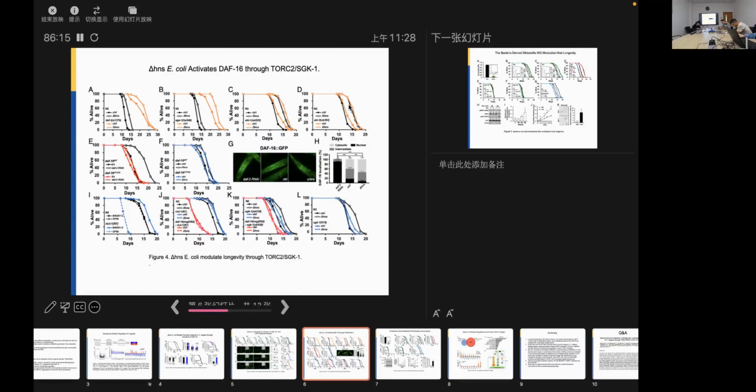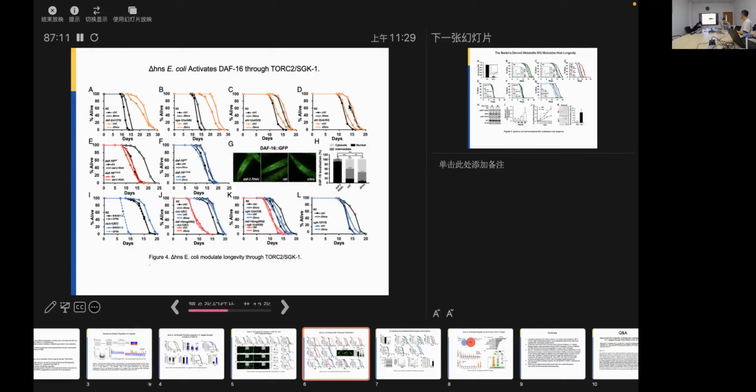Then let's go to the figure I, J, K, L, and then we will finish for today's session. Okay, then they are testing TORC2. They next asked whether TORC2, also known as mTORC2, was involved in the lifespan regulation. RICT-1 is an essential component of TORC2. So this BW25113 is, RICT-1 is the TOR complex 2 inhibitor, isn't it?